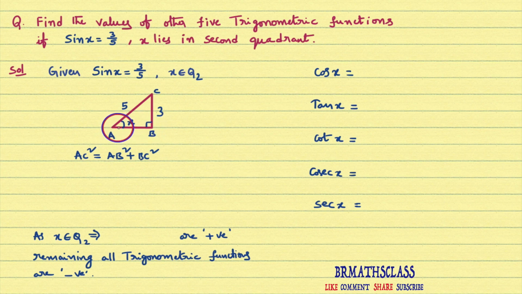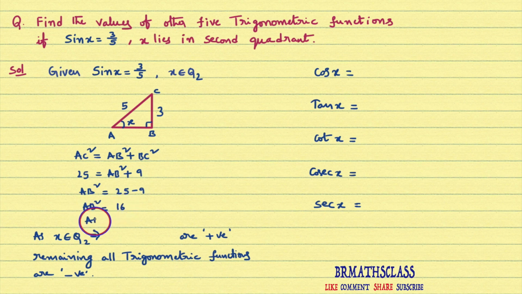I'll use the Pythagoras theorem to find the value of AB. We know that from the Pythagoras theorem, the square of the hypotenuse is equal to the sum of the squares of the other two sides. AC square is 25, as AC is 5, and this equals AB square plus BC square. BC value is 3, so BC square is 9. So, what is AB square from this? AB square equal to 25 minus 9, which is 16.